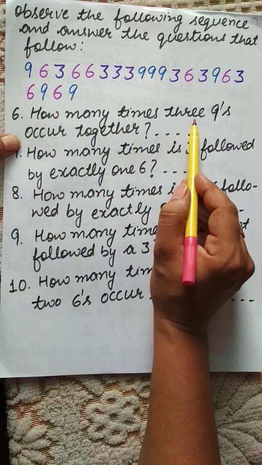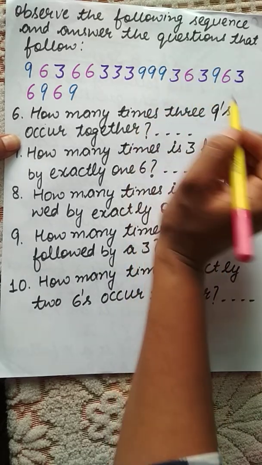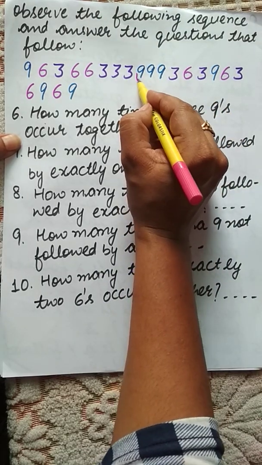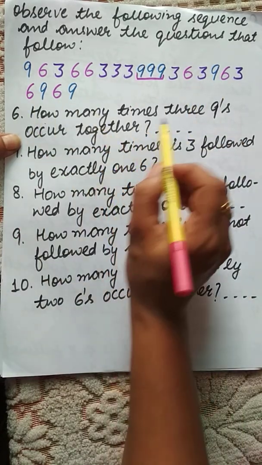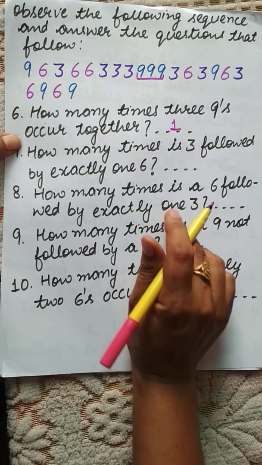I have to find out how many times 3 9s occur. So this is the triplet of 9s. Now no more. So this is one time.